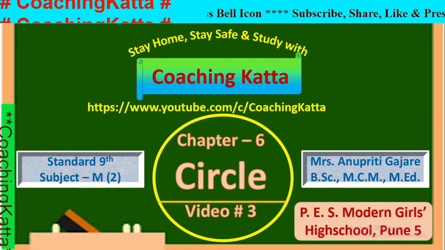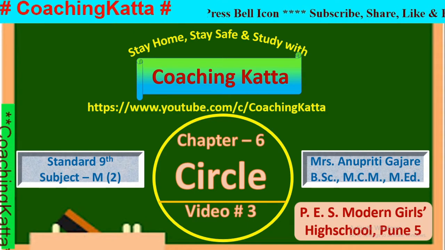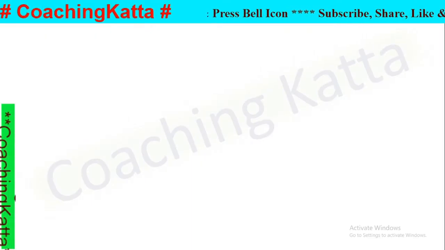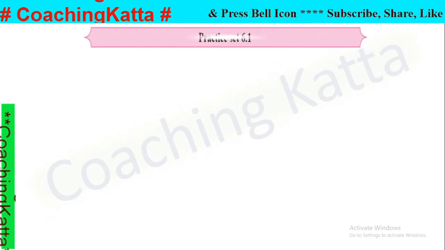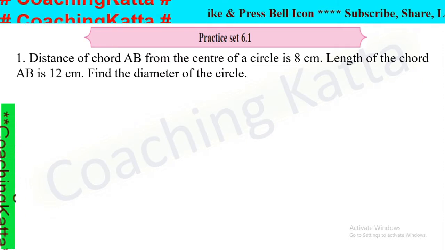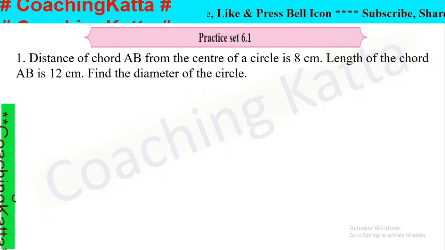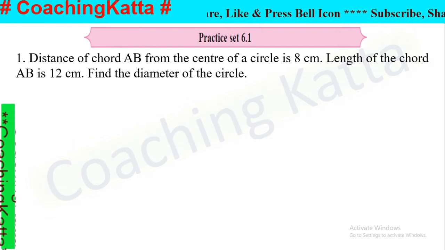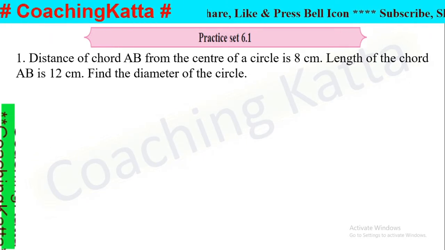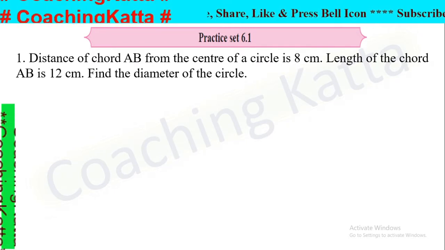Okay, today we are going to solve the practice set 6.1. So let us start. Practice set 6.1. This is the first example. Distance of a chord AB from center of a circle is 8 cm. Length of the chord AB is 12 cm. Find the diameter of the circle.